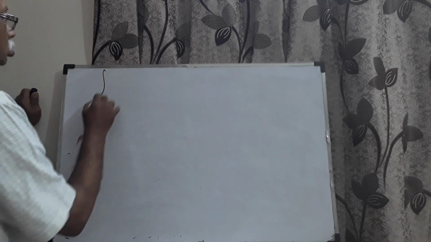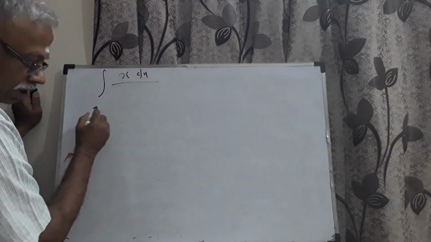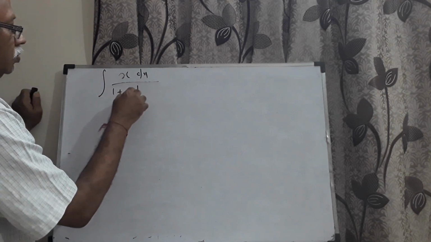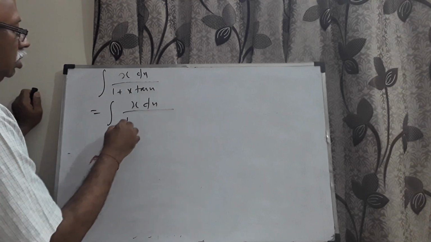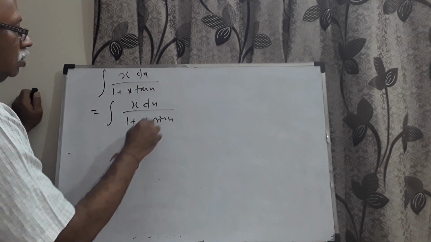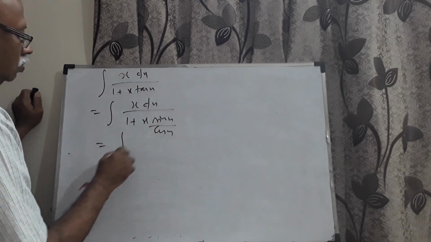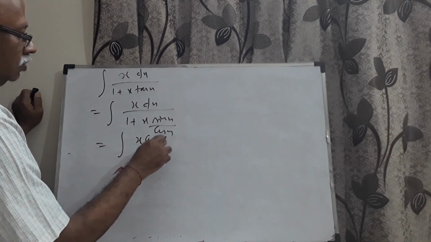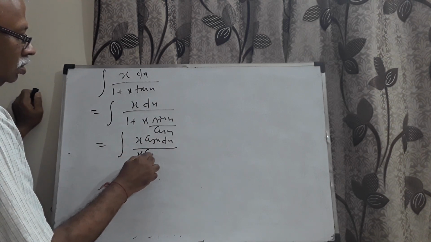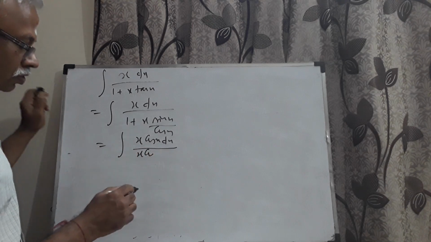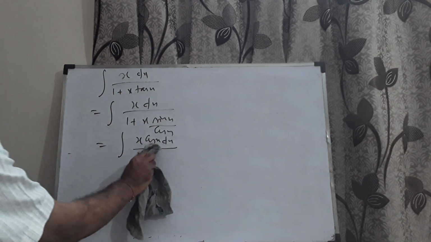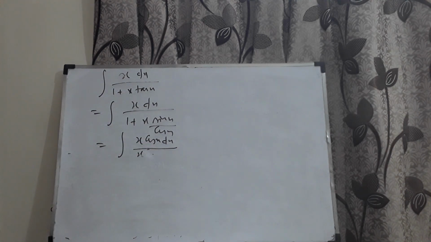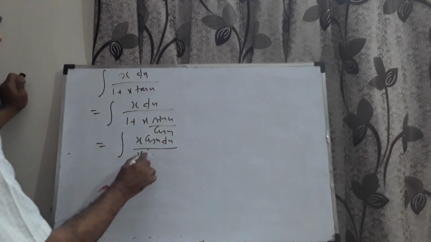Integral x dx, you have to evaluate this. 1 plus x tan x can be written as x dx by 1 plus x sin x by cos x, which is equal to integral x cos x dx by x sin x plus cos x.